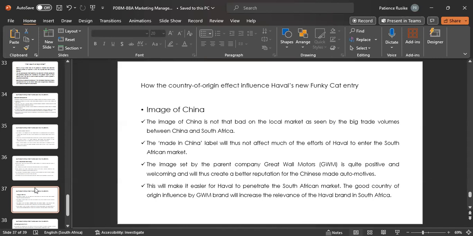Now, the image sent by the parent company, Great Wall Motors, is also positive, because there are already Great Wall Motors cars here in South Africa. So it would also pave the way for AVAO because of that reputation. So that country of origin effect of China's good image would influence consumers in South Africa to accept it, and therefore AVAO can easily penetrate the South African market. The good country of origin influence by GWM will increase the relevance of the AVAO brand.